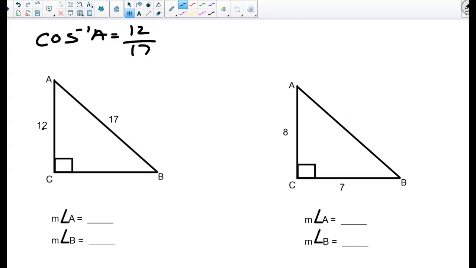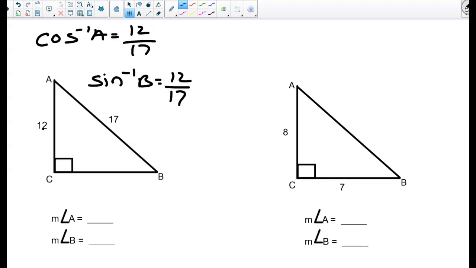For angle B, we have the opposite side and hypotenuse. So that's inverse sine equals 12 over 17. And that's what you're typing into your calculator. Typing into your calculator to get an angle measure is really your check. The two angles should add up to 90 degrees.